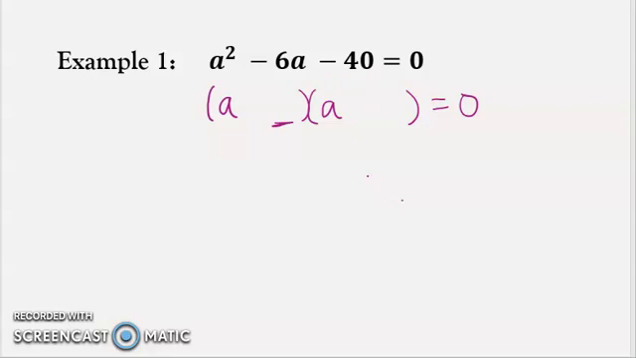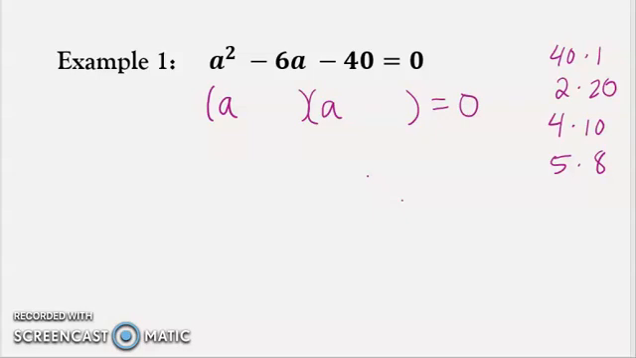Well, there's a lot of options that work for that. So 40 could be 40 times 1, 2 times 20. 3 doesn't work. It could be 4 times 10. Could be 5 times 8. 6 doesn't work. 7 doesn't work. And then we're back to 8, which I already have. So this is everything that multiplies to 40.